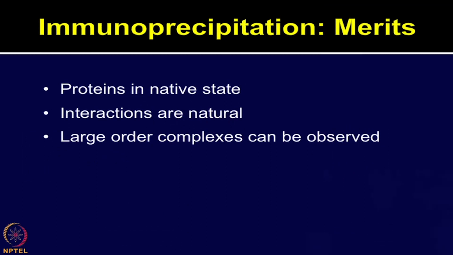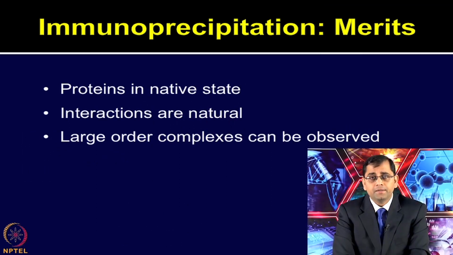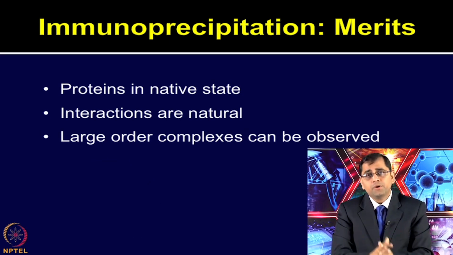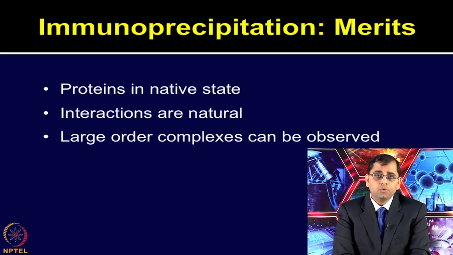What are the merits of using the IP method? In this method, proteins are isolated in the native state. Why is the native state important? The native state will allow the native complexes to be formed. It also allows the formation of post-translational modifications. It is essential to perform these steps in native or non-denaturing conditions. Interactions by using the IP method are natural, and by using these methods, large order complexes can be observed because the native state will promote native complex formation.